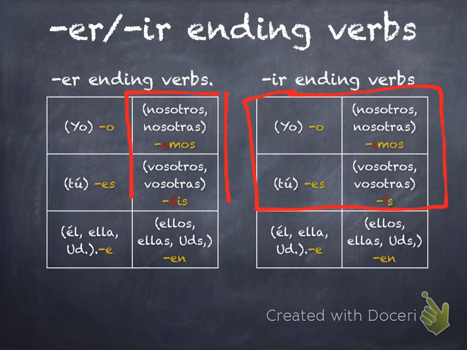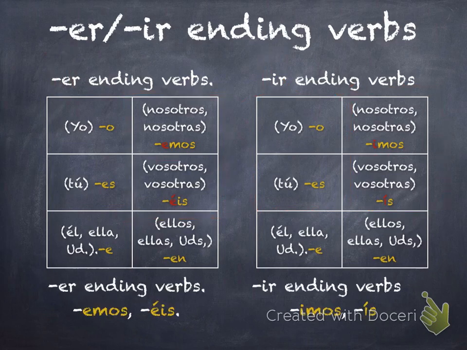And they're quite easy to remember because if you look, the ER ending verbs, ER, so that's easy, right? The ER starts with E. Emos, éis. IR, you have your I, you have the imos, ís. So they have the I there. So just these 2 forms here that are going to be different. And I'll show you here.